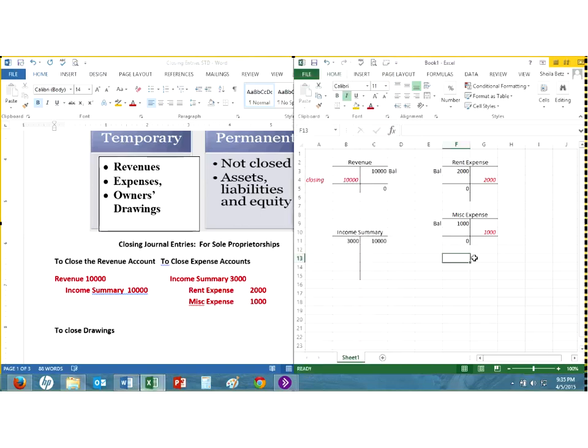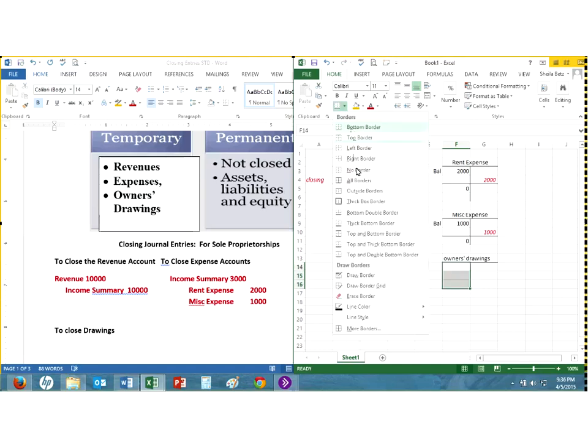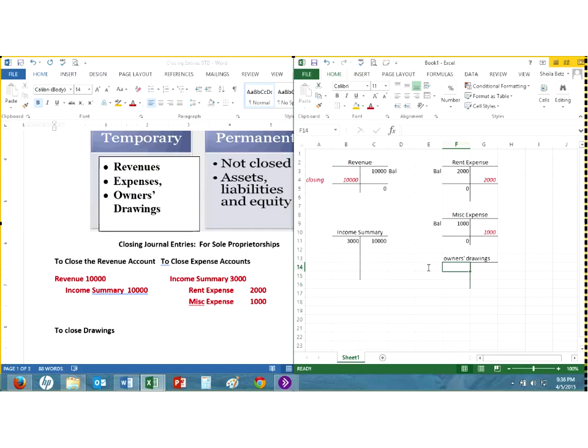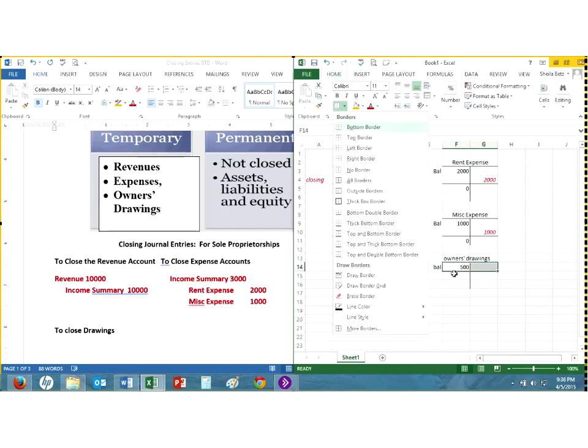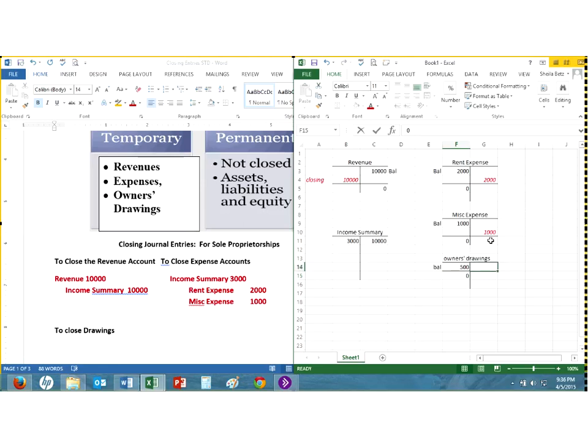So let's look at an owner's drawings T account. Owner's drawings falls in line with expenses, which means they're always going to have a debit balance, because owner's drawings will bring down the company's equity, or the net worth. So let's say we have a $500 balance in owner's drawings. Therefore, if I want to get this balance to zero, the only thing I can do is to credit owner's drawings.